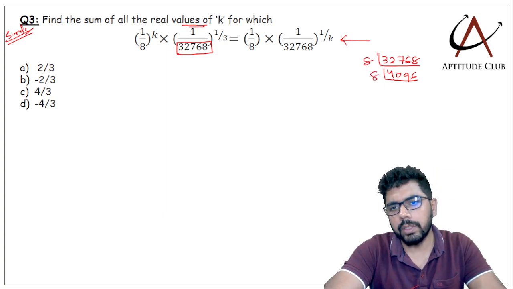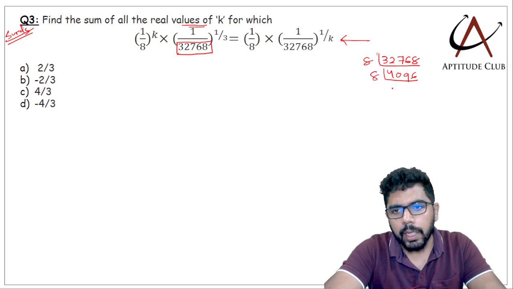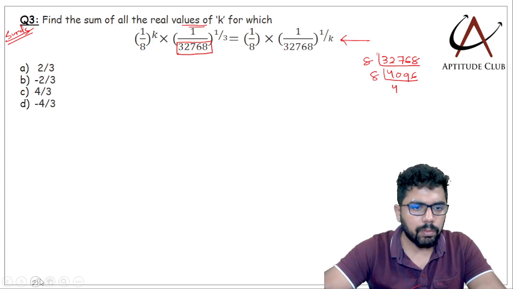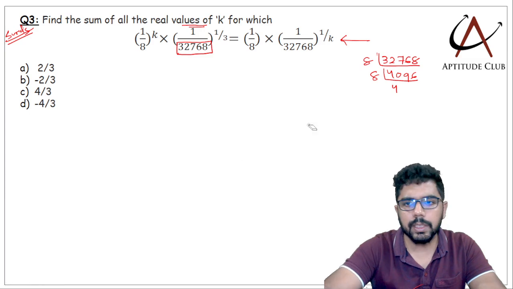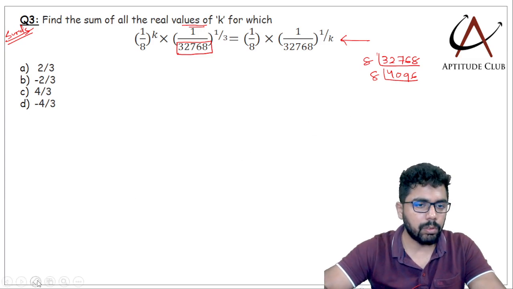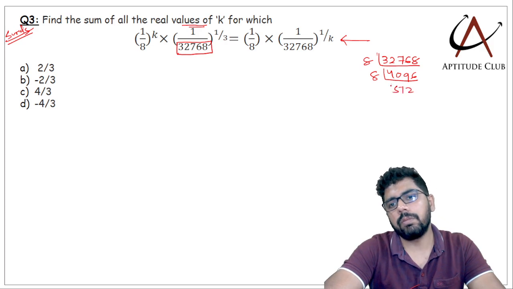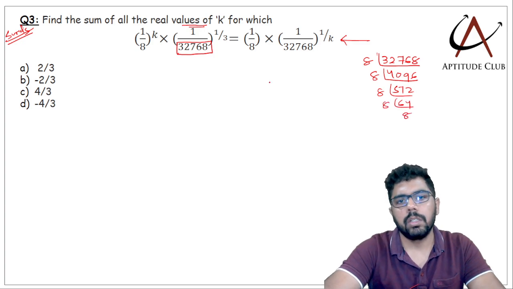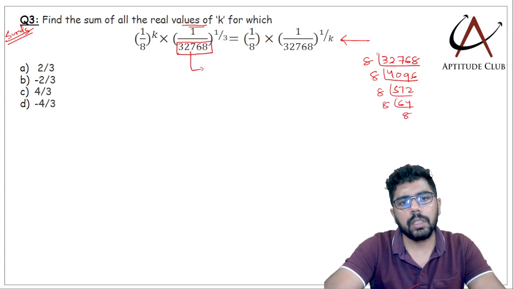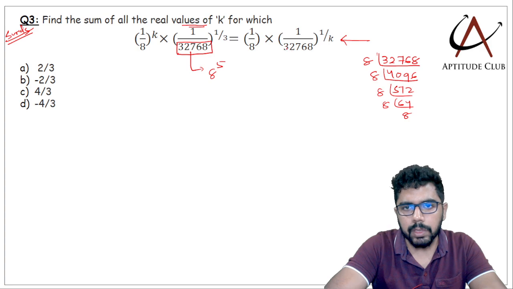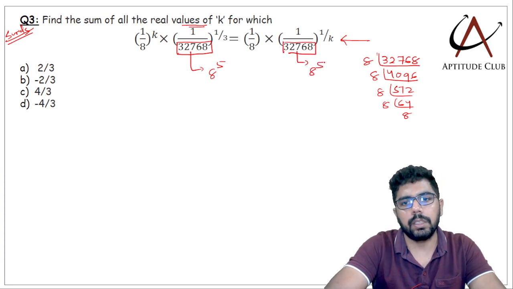So I can again go with 8. 8 to the power 4 is 4096, and 8 to the power 5 I can do as 512 times 64, which is 32768. So this number 32768 is basically 8 to the power 5. So now because I know this number, let me write everything in terms of 8.